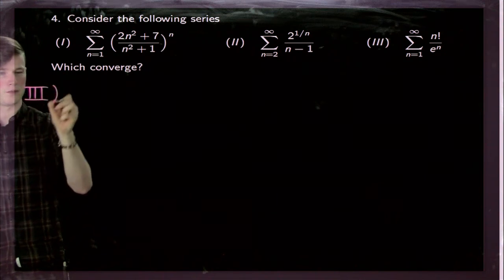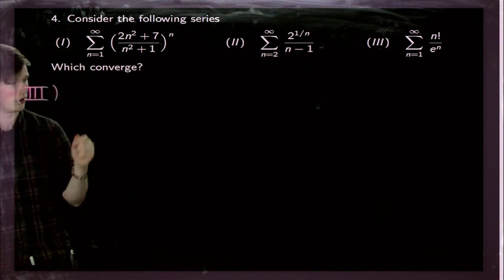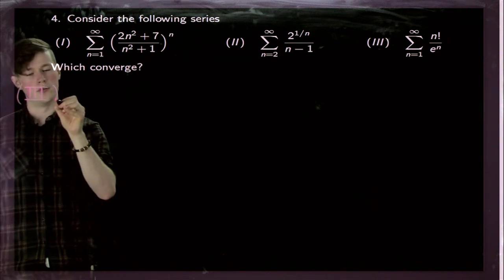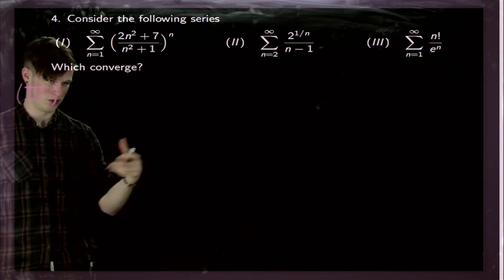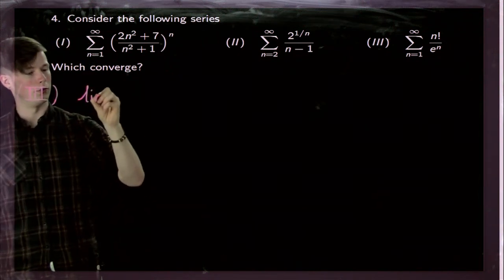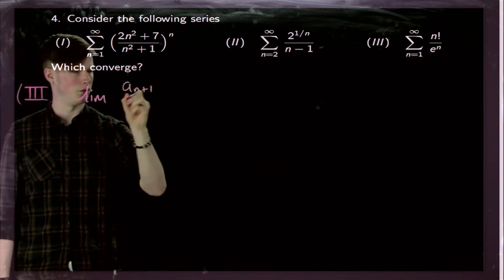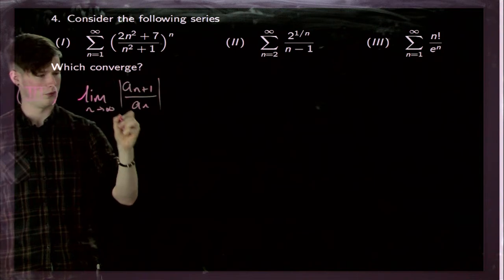For the last problem, we want to look at the sum from n equals 1 to infinity of n factorial over e to the n. We're going to use the ratio test for this, because if you see a factorial, then it's usually a good idea to try the ratio test. So what was the ratio test? It's the limit as n goes to infinity of the absolute value of a(n+1) over a(n).